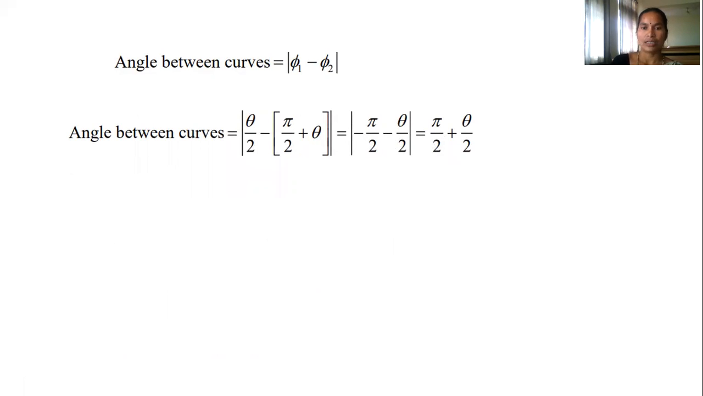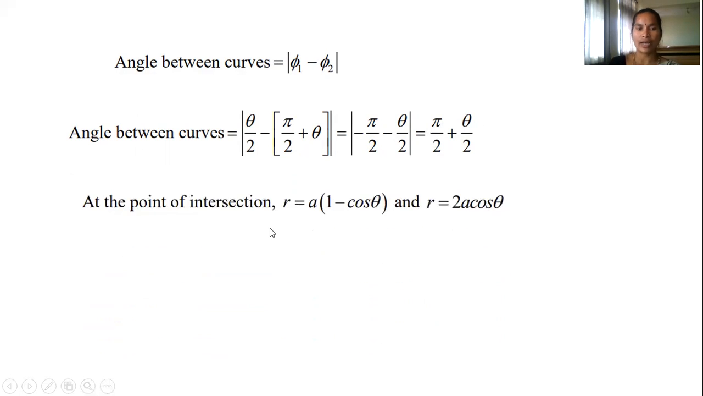So therefore, the angle between the two curves should not be in the theta form. It should be either in radians or in terms of pi. So how to eliminate this theta? We have to find out this theta by using the given curves. What they have given, at the point of intersection, is r is equal to a into 1 minus cos theta, and the second curve r is equal to 2a cos theta. You can see the LHS are the same, so we can make the RHS terms also equal.